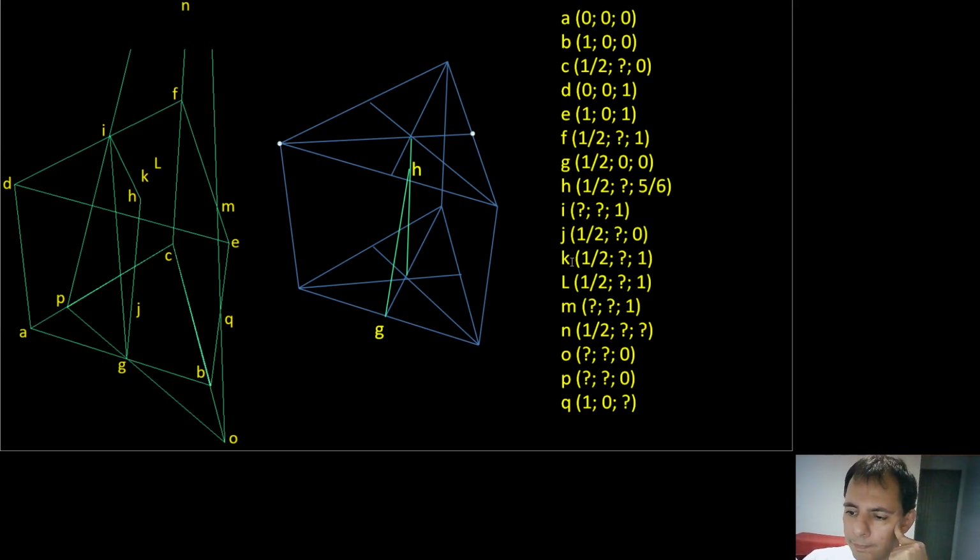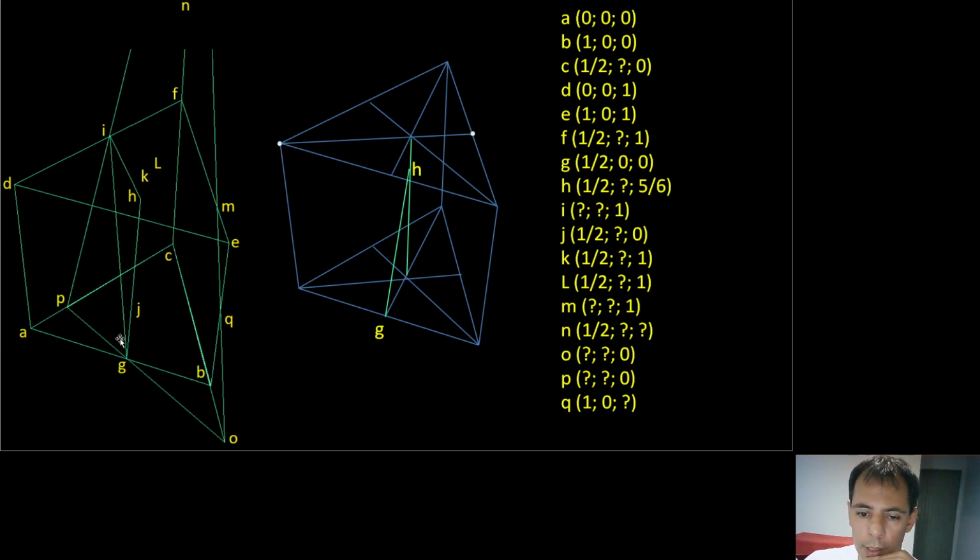K, let's see. K is this point right here. K is going to have the same coordinates as J in the XY plane, except it's going to have a Z of 1 because it's on the top.